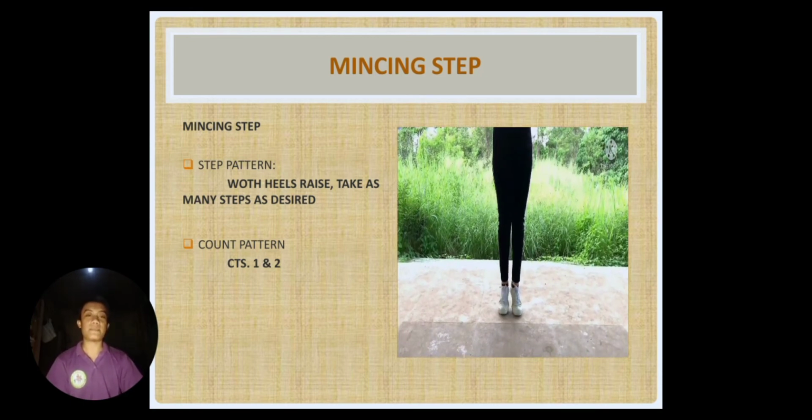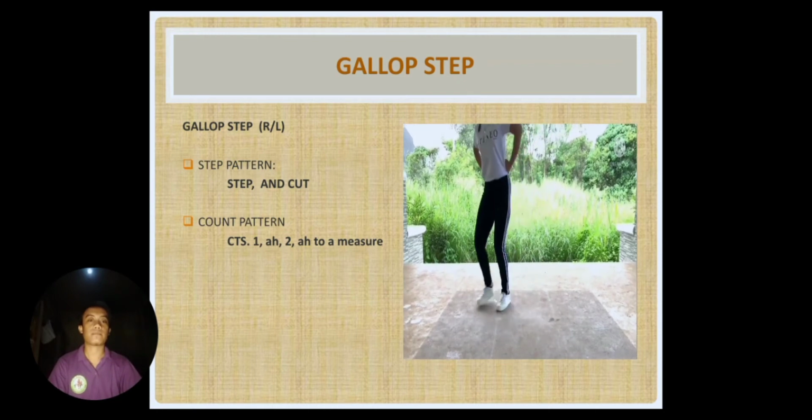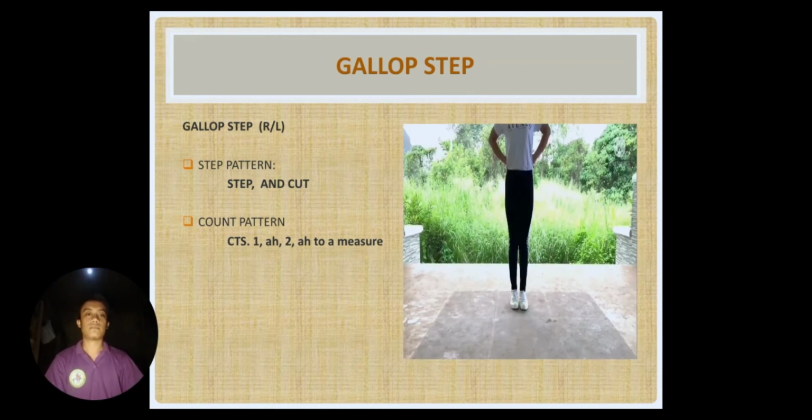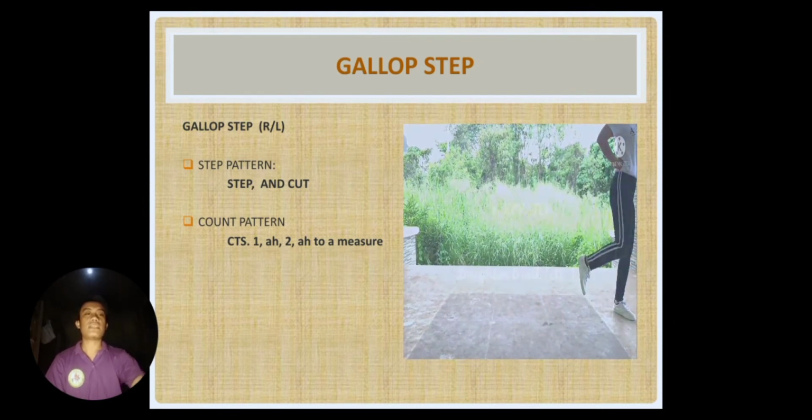So that is mincing steps being performed. Next, we have the gallop step. For gallop step, the step pattern is step and cut, while the count pattern for this is counts 1 at 2 a measure. So, I will show you a video clip of how gallop step is performed. So that is how gallop step is performed.